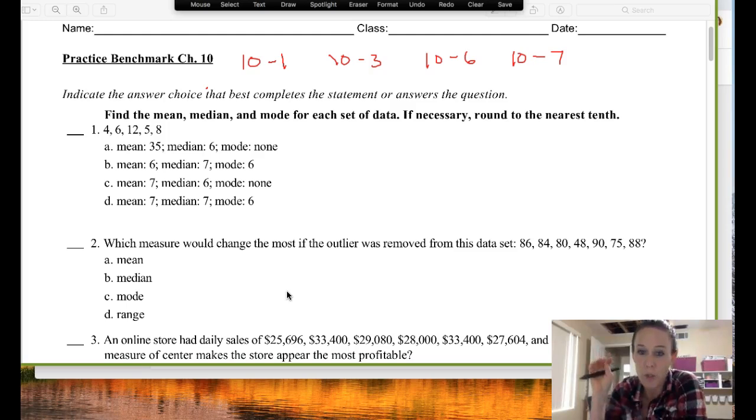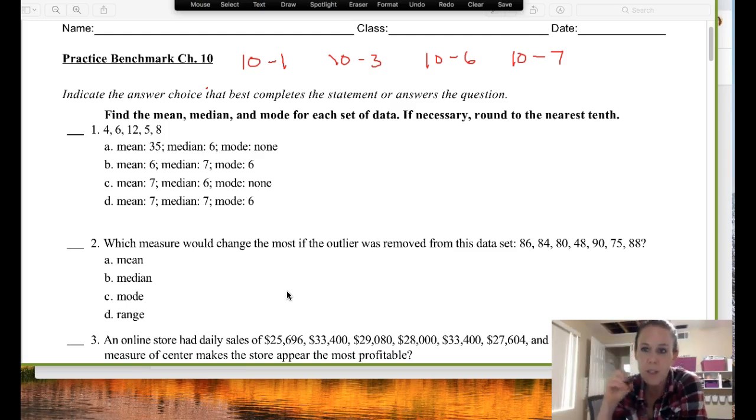Now this will be a super short test. You only had 4 sections just this week: 10-1, 10-3, 10-6, 10-7. Only half the chapter, or half the sections. So this will feel more like a quiz. All right, only 8 questions.